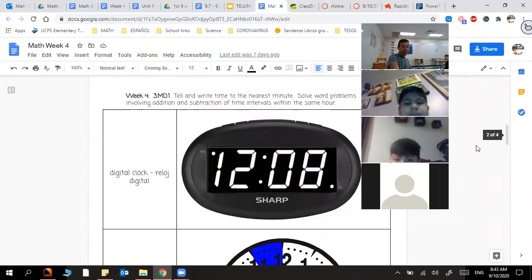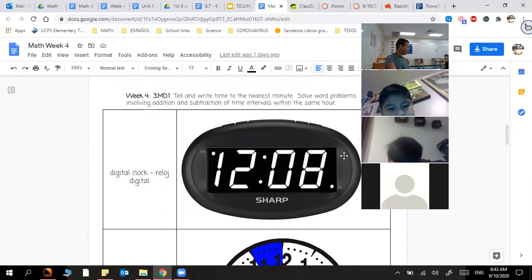Then, this is a digital clock, okay? Un reloj digital. Esos son los más comunes que nos dicen la hora. Vemos los números ahí directamente. We can see the time right there, okay?